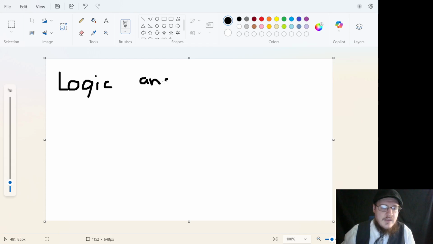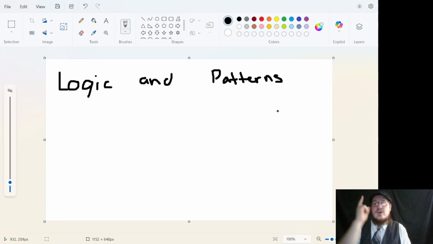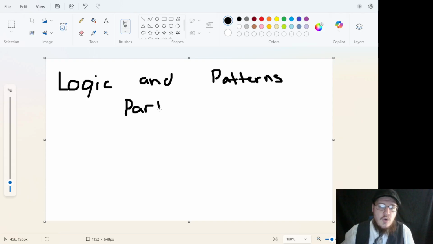and patterns. Now, this is going to be a two-part lesson because there are two big patterns that we are going to be covering, which I will talk about in just a moment here. So this is logic and patterns part 1.